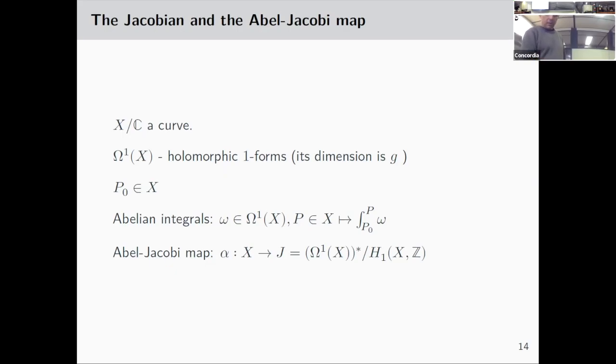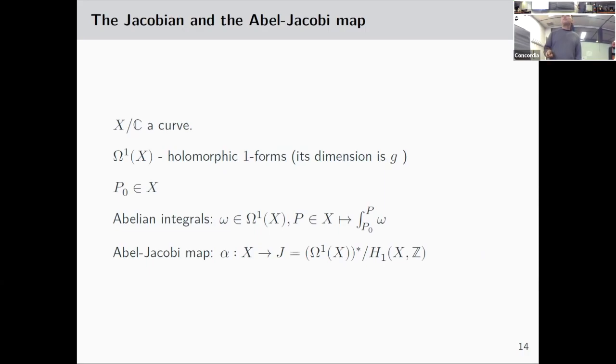Well, it starts out as being something classical. So let's consider X over C a curve, and I can look at the holomorphic one forms on the curve, and this space has dimension g, and I fix a point on X, and then you have abelian integrals. So this is teaching multivariate calculus now, so it's close to home. So you take a differential form and you look at the integral between the fixed base point and P of this form.